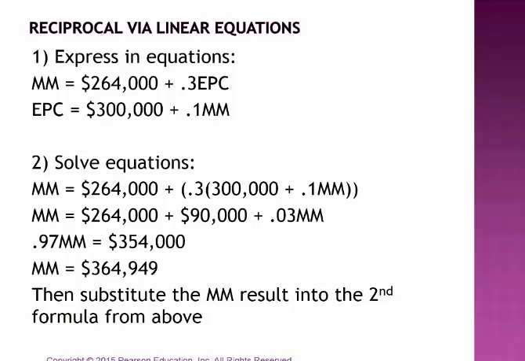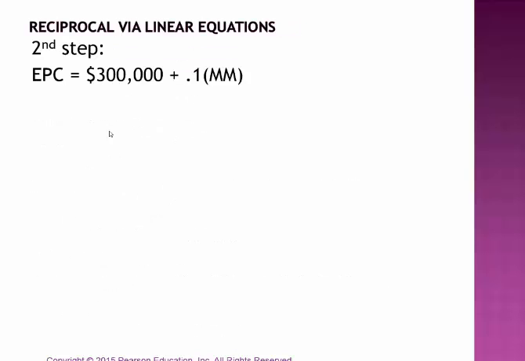We're going to use what we solved for MM in our next part, because recall we do still have this EPC, so we need to calculate what the final result is going to be for EPC. Alright, so EPC equals 300,000 plus 0.1 of MM based on our information. Let's plug in the number that we just solved for MM.